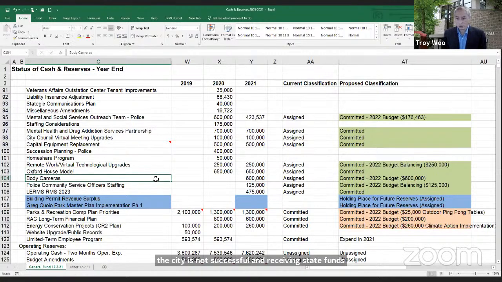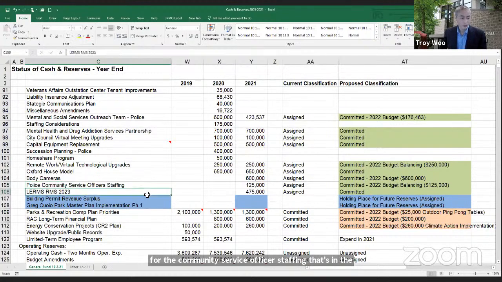Body-worn cameras, of course, we've had lots of discussion about that through the budget process. We have a $600,000 reserve for that initial capital investment. We do have $125,000, hopefully, in a committed reserve for the community service officer staffing that's in the 2022 budget.